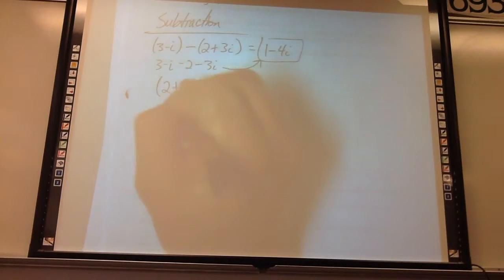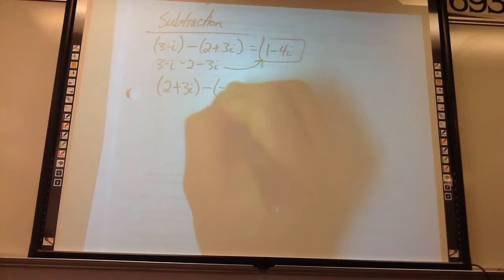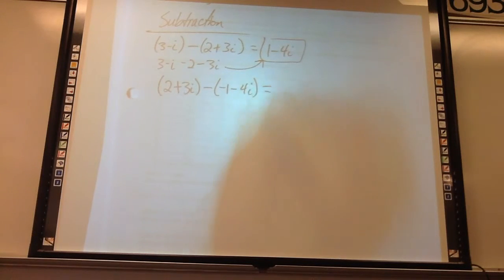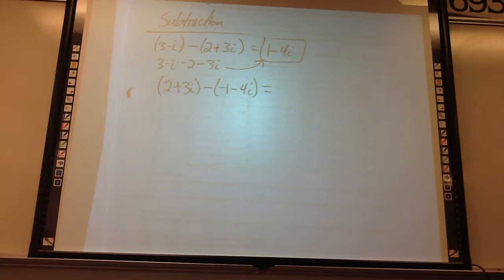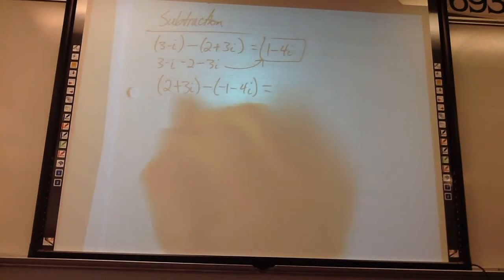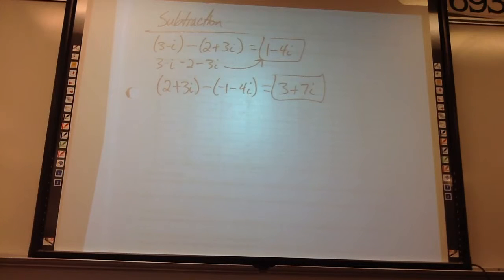And you go try this, 2 plus 3i, minus negative 1 minus 4i. 3 plus 7i. 2 minus negative 1 is 3. 3 minus negative 4 is 7. Yeah. That is correct.